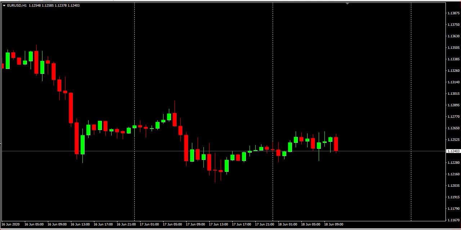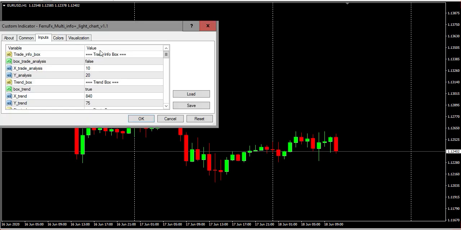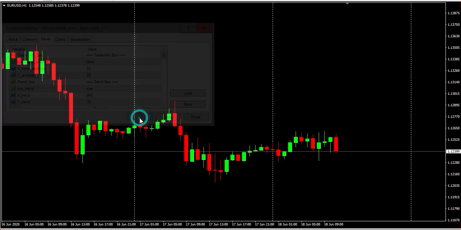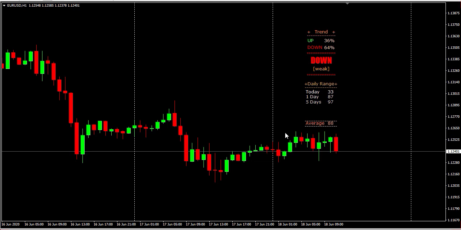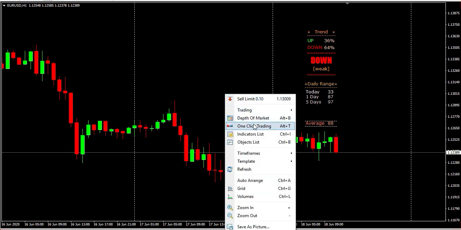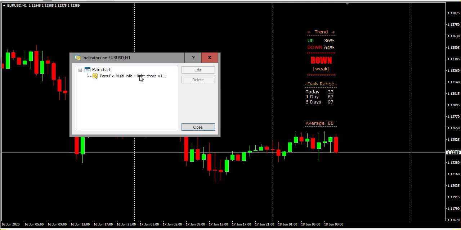Now the first indicator I'm going to put in is called the Feru FX, which is available freely on the internet. Feru FX multi info. First of all I click OK, and you will see it comes in the middle of the chart. We don't want it here, we want it on the left hand side, and what we want is just the trend, uptrend or downtrend. We don't want the daily ranges and the pivots and everything. So we go to the indicator list and we edit it.